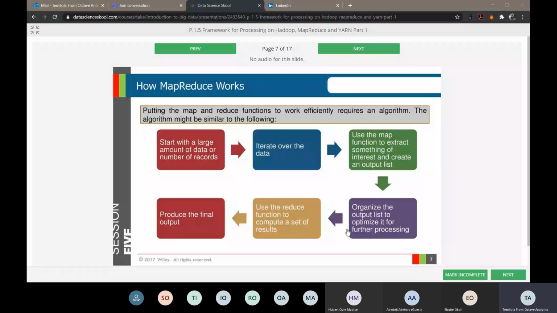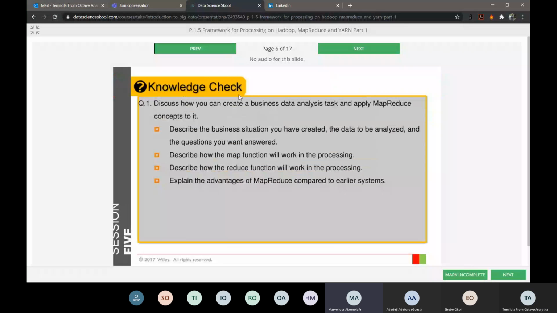Okay, let's just move on. Please, can I ask a question? Okay, go on. Please, can you define what the question meant by other systems? In the knowledge check, the fourth question said the advantages of MapReduce over other systems. So what are those other systems that we are talking about?